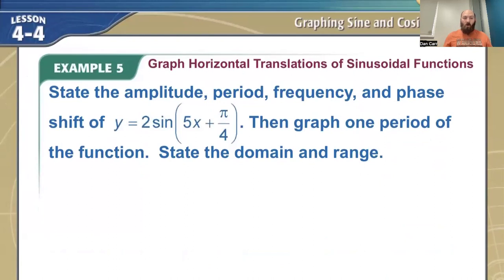Our goal here is to state the amplitude, period, frequency, and phase shift. So let's start with that. I'm just going to list those over on the side here. The amplitude is just 2. I guess technically it's plus or minus 2.